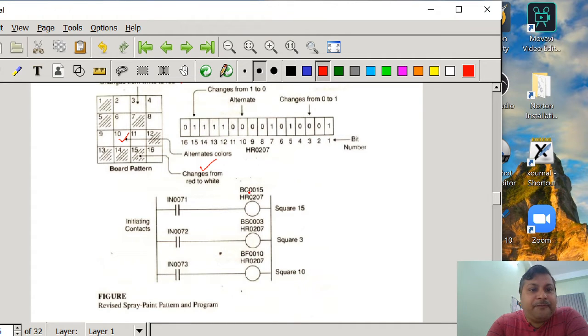BS3, because we have to bit set, and for the square 15 we will use BC15, and for the square 10 where the alternative colors are required we will use BF, that is bit flip 10, for the content of the register HR207. Okay, so this is the way we can use the bit clear, bit set and bit flip functions.